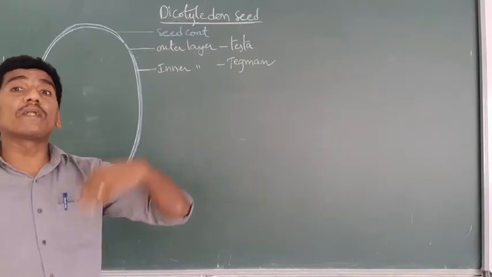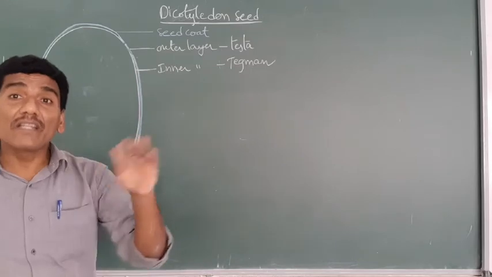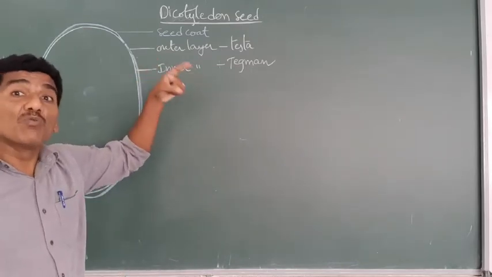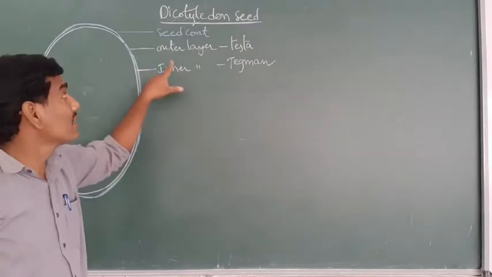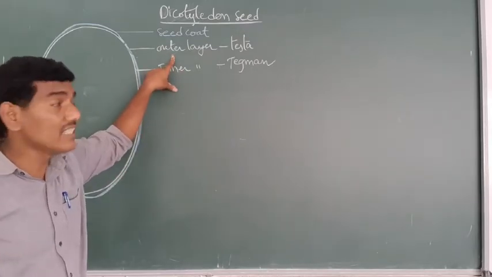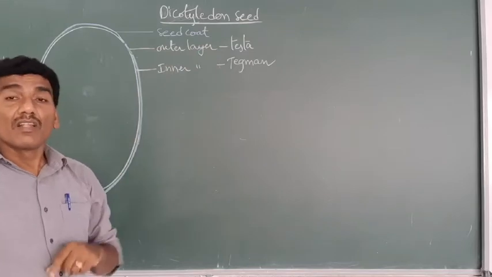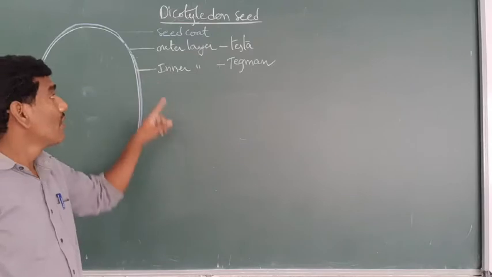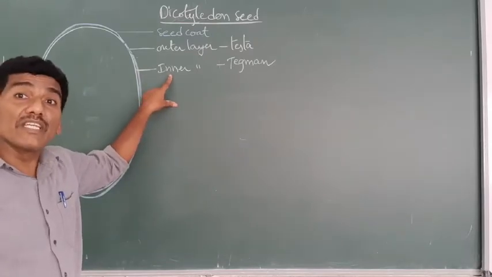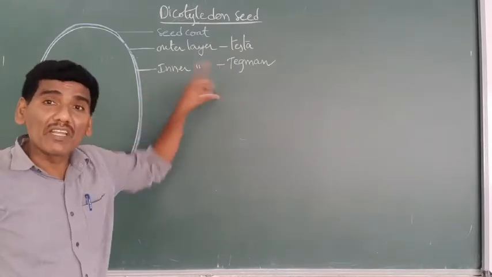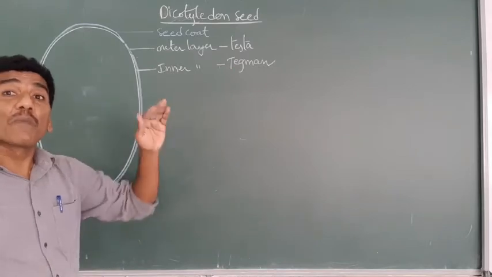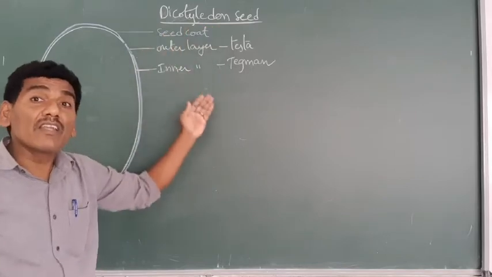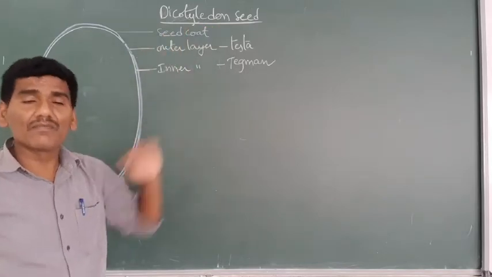This is before fertilization. After fertilization, the outer integument of the ovule is converted into the outer layer of the seed, that is called testa. The inner integument of the ovule is converted into the inner layer of the seed coat, that is called tegmen. That's why after fertilization, the outer integument is converted into testa and the inner integument into tegmen.